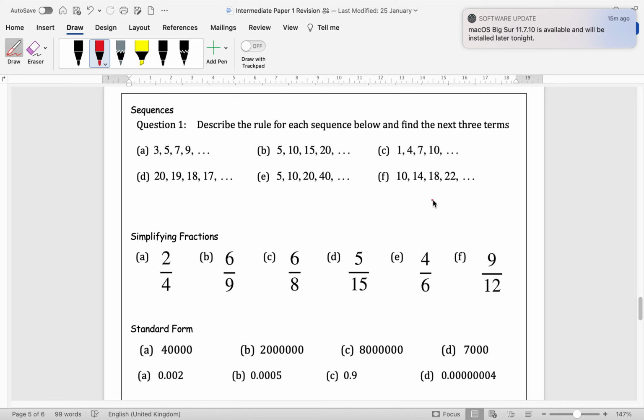Lovely. We're getting to the harder bit of the paper now, but we aren't far off the end, which is lovely, okay? Describe the rule. This isn't nth term. Because if it was nth term, it would say, what is the nth term?